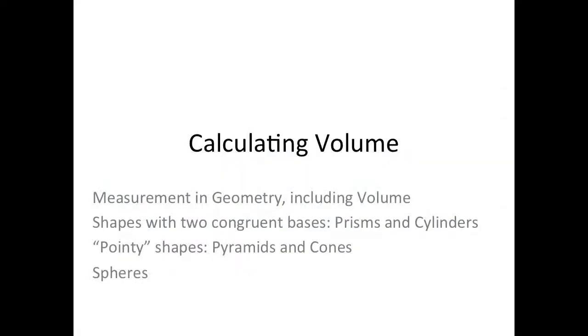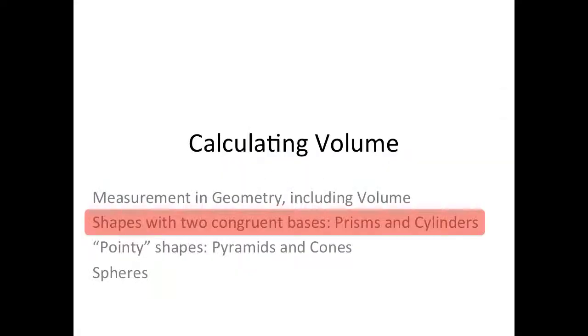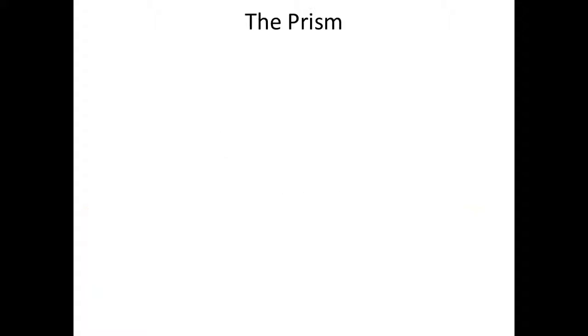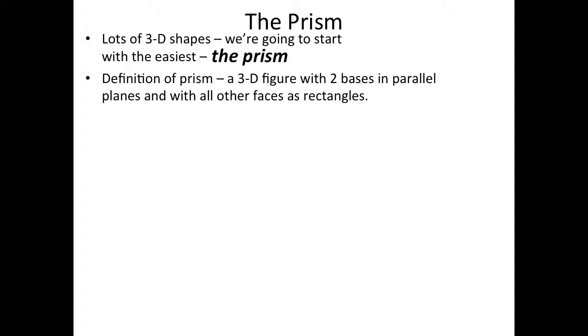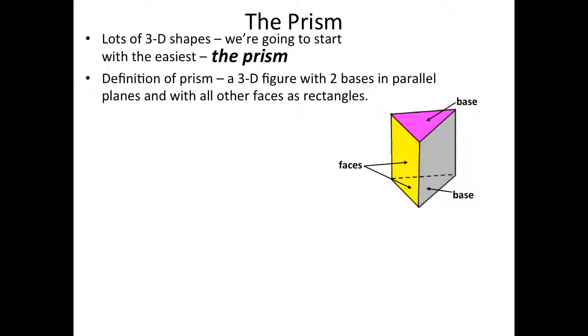All right, so now we're going to start talking about shapes with two congruent bases in parallel planes, and those are called prisms and cylinders. And we're going to start with the prism. There are lots of 3D shapes, and we'll start with the easiest, which again is the prism. A prism is a 3D shape with two bases in parallel planes and all the other faces as rectangles. So there is a prism. Those are my bases, those two triangles.